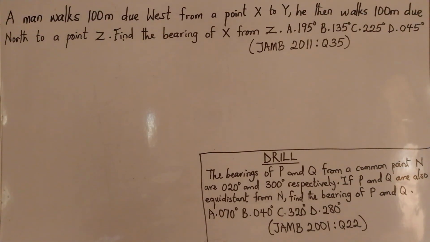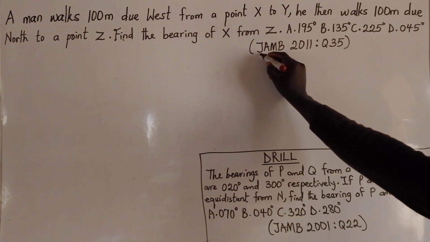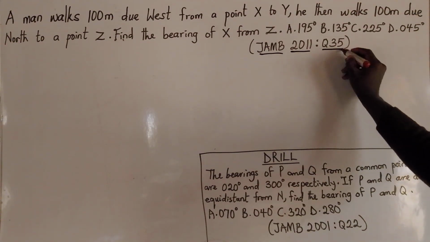A man walks 100 meters due west from a point X to Y. He then walks 100 meters due north to a point Z. Find the bearing of X from Z. The answer options are given to us. This is JAMB question 2011, question 35.